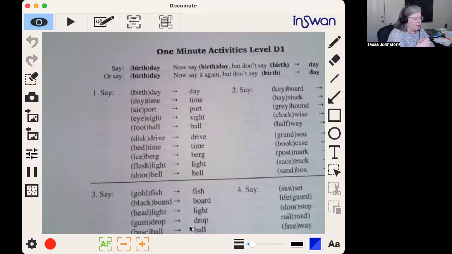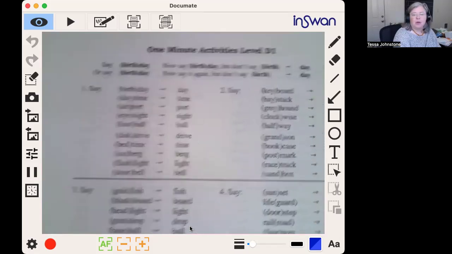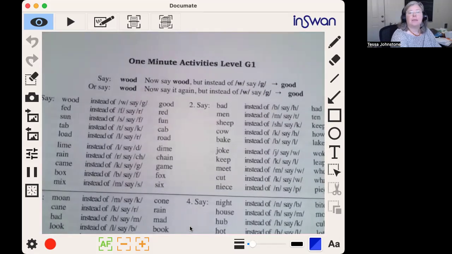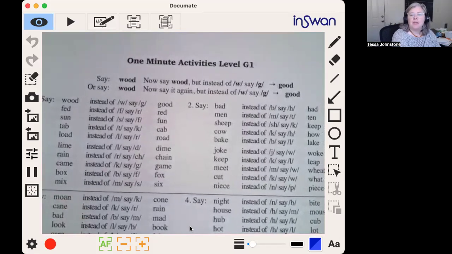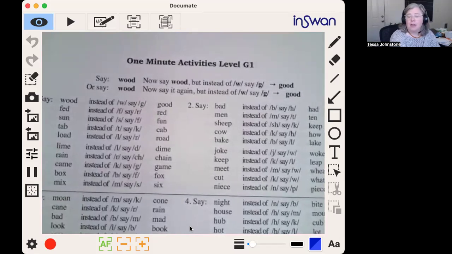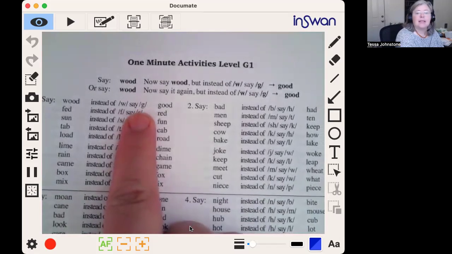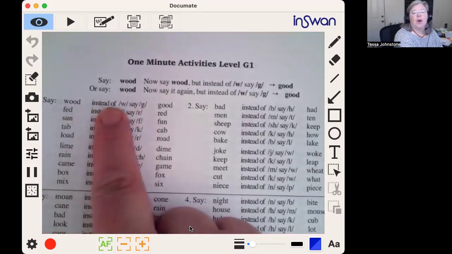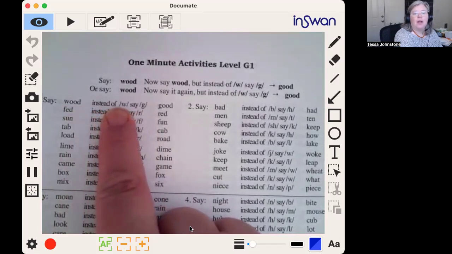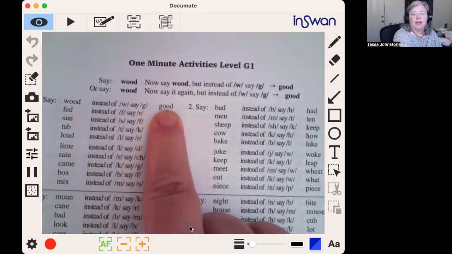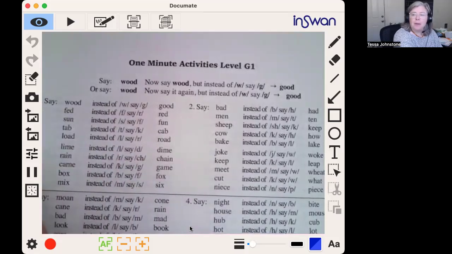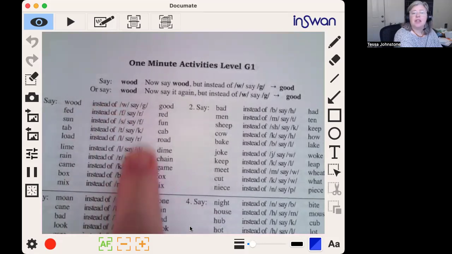Okay, so those are two ideas. This book is sold on Amazon, and as you go through, it gets harder and harder. So let's turn a little bit. Say would. Now say it again, but instead of w, say g. If you see a slant like this next to a letter, it means say the sound, don't say the letter. Good. Now we're using manipulation. Before we were using deletion. Manipulation is harder.